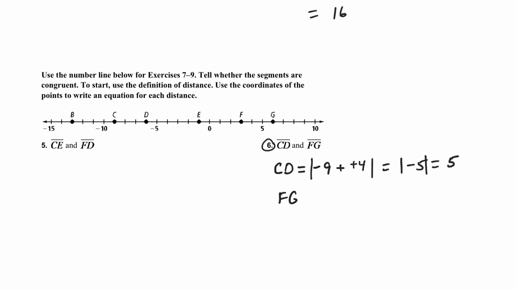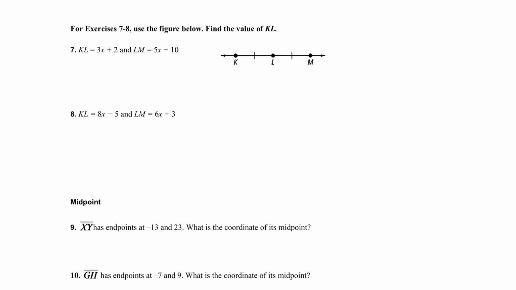FG, the distance of F to G, the absolute value is 1, 2, 3. So it's 3 minus 6. So it's the absolute value of negative 3. In this case, it's 3. So we know that they are not congruent because they have different measurements.